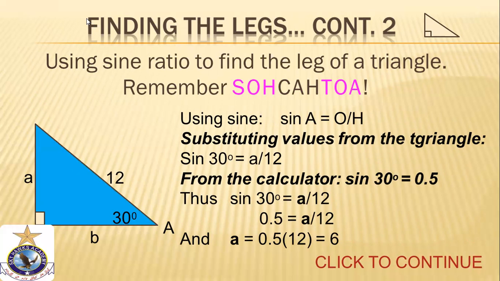Now please read, finding the legs continued. Use the sine ratio to find the leg of a triangle. Remember SOHCAHTOA. Use sine A equals opposite over hypotenuse. Substituting values from the triangle, sine 30 is equal to A divided by 12. From the calculator, sine 30 is equal to 0.5. Thus 0.5 equals A divided by 12, and A is equal to 0.5 times 12, which is 6.